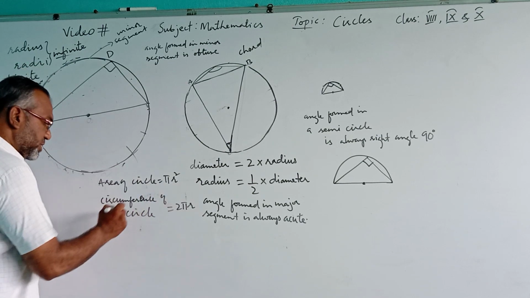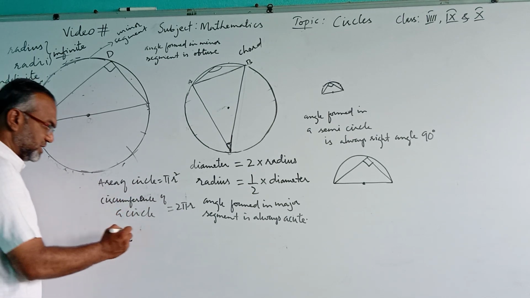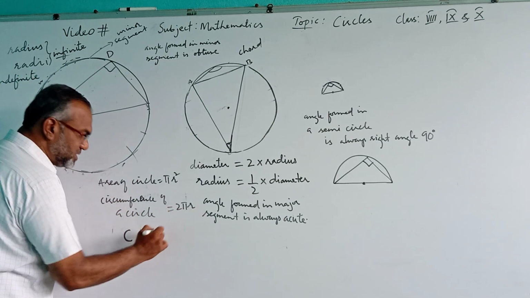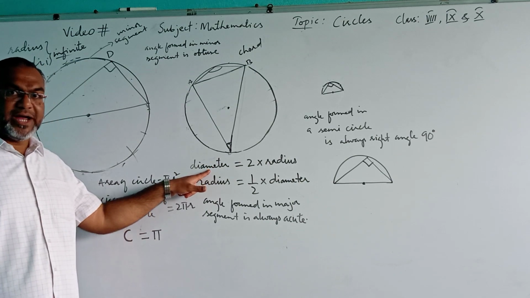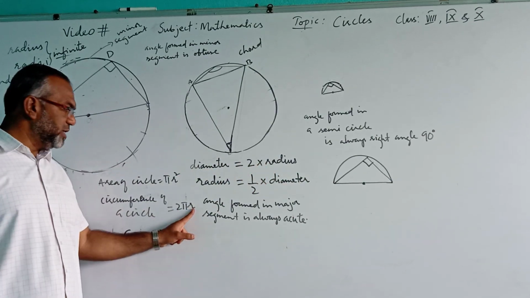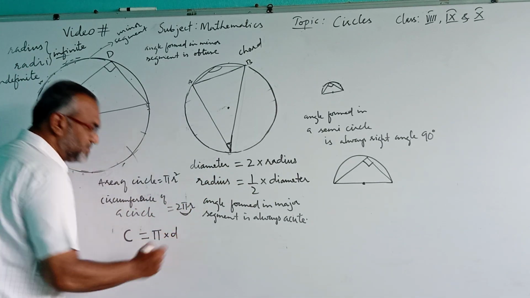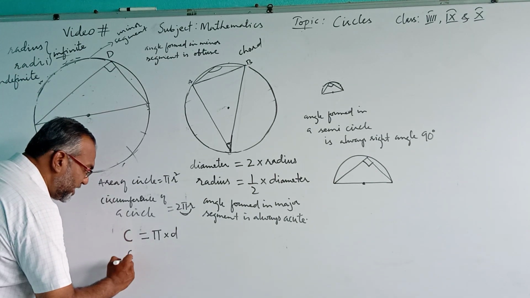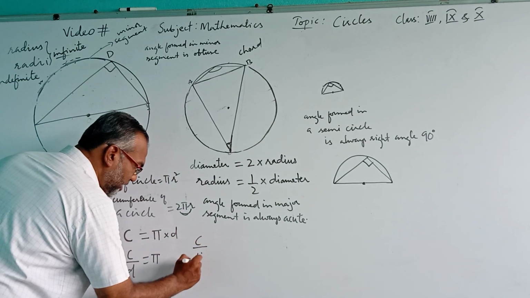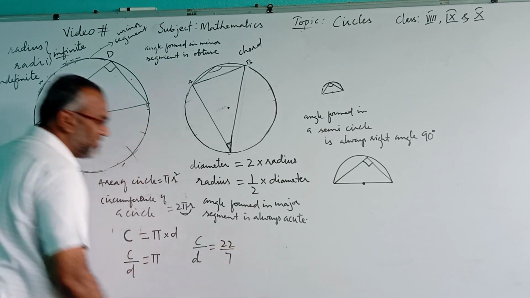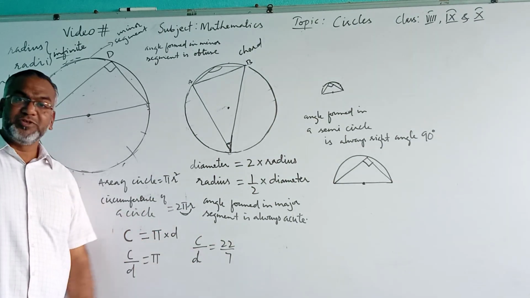Now, circumference can be written as c. Let's give c for circumference is equal to pi, keep it as it is, and we have 2r here. 2 into r is equal to diameter, right? 2 into radius is always equal to diameter. So this 2 into r, I can write as d. Or I can write c divided by d is equal to pi. Or c divided by d is equal to 22 divided by 7. We all know that pi is a constant number.